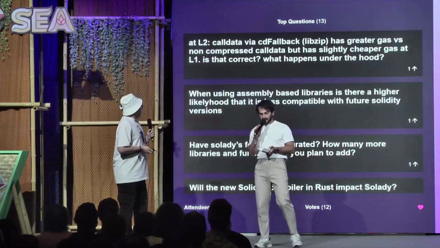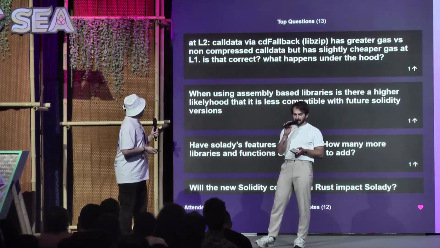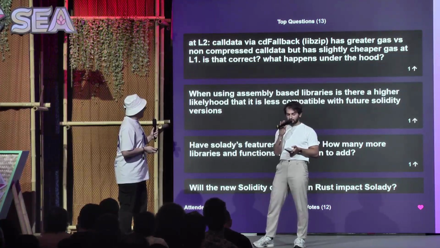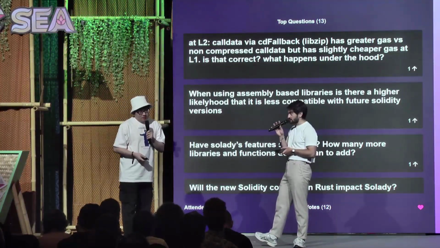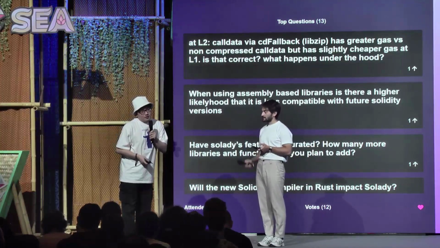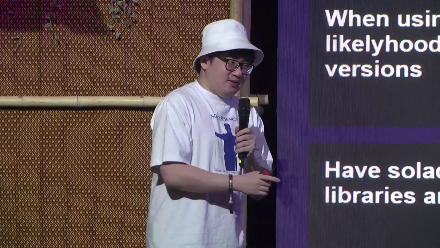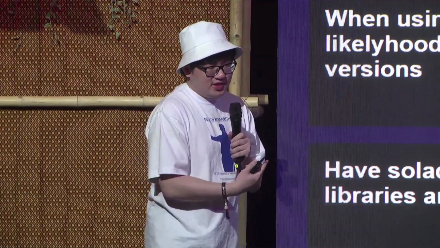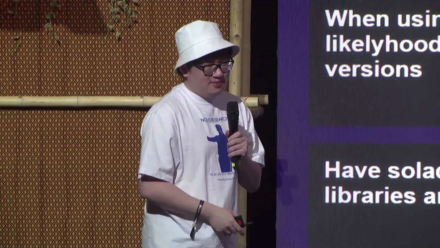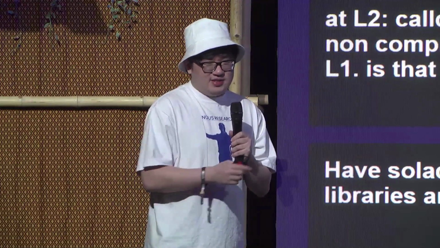Next one, at L2s, calldata with the calldata fallback function, I guess from LibZip, has greater gas versus non-compressed calldata, but has slightly cheaper gas at L1. Is that correct? What happens under the hood? Okay, this depends on your L2. Some L2s already forward the gas savings of compressed calldata to the users. So if you use CD fallback on Optimism, you will most probably not be able to save any calldata money. So if you deploy on OP Stack, just don't use that.